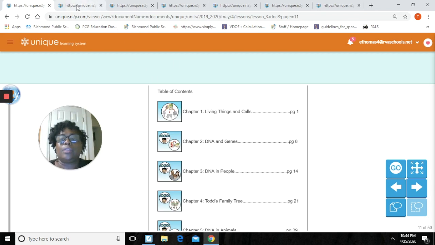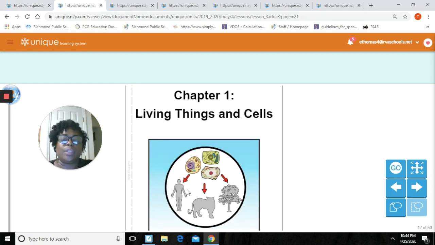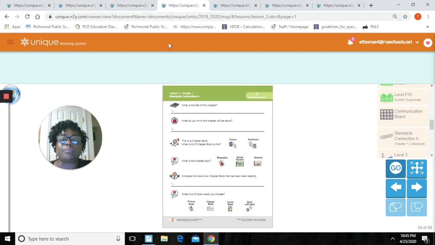Okay? So let's look at the cover of the book, the chapter cover here of the book. Okay? And here's your title again, Living Things and Cells. Now, if you look at this picture, what do you think this chapter is going to be about? Think about that, okay, for a second. So we're going to complete an activity, okay, before we start reading.